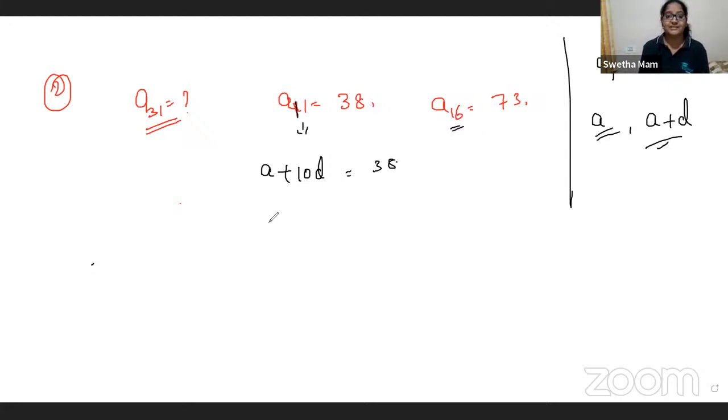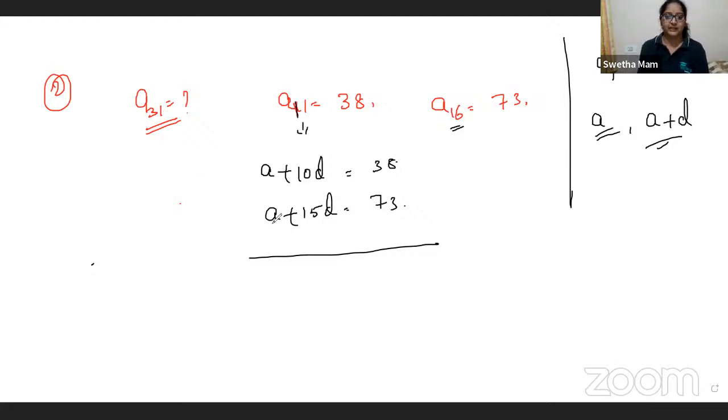And how will you write A16? It is A plus 15D, that is equal to 73. Right now, we have two equations here. Just solve the equations. You know how to solve equations now.